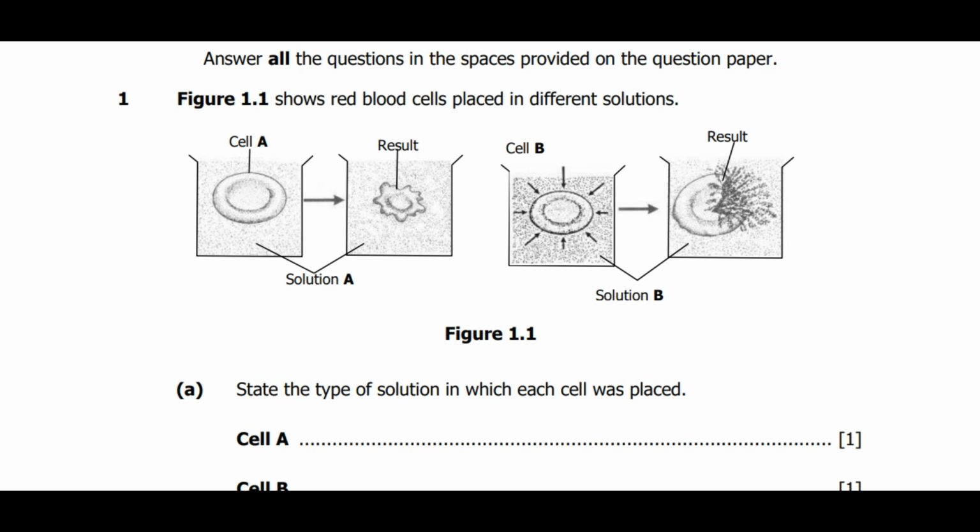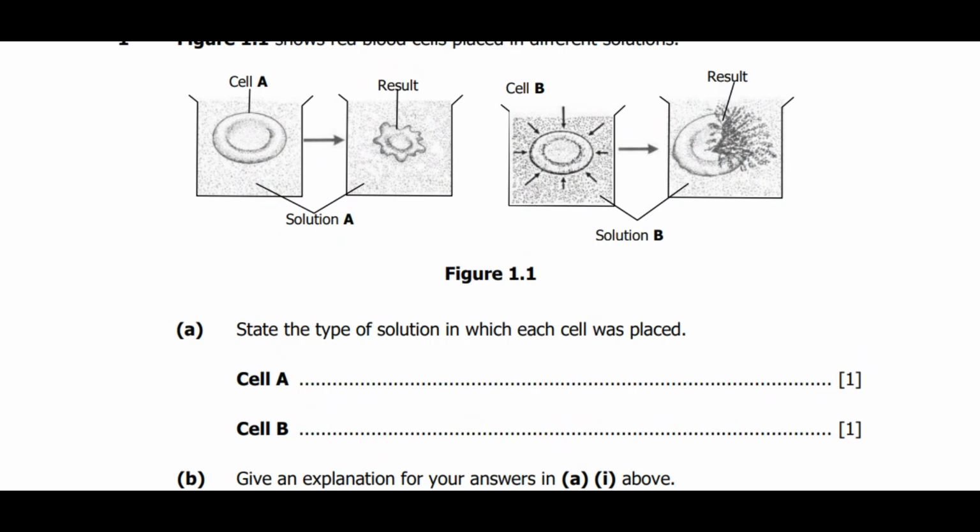Now here with question 1 from section A, we have figure 1.1 shows red blood cells placed in different solutions. So we can see that there is a solution A. Then we can see after cell A was placed in solution A, after some time we can see the result. The shape of this cell has changed. Then if we look at the solution B, which is cell B, the same happened, but there is a difference in terms of the results.